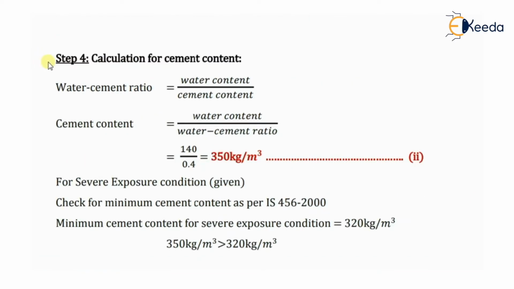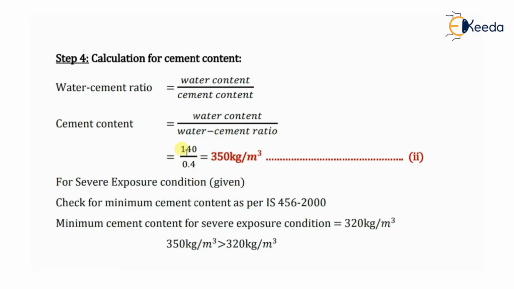Now the next step is calculation of cement content. It is very simple. Water to cement ratio. What will be the formula? As the name says, water cement ratio, water to cement ratio. So the formula will be water content divided by cement content. And if you want to find out cement content, which is in the denominator, I will take this term on the left hand side and water cement ratio on the right hand side, which will come in the denominator. So the cement content formula will become water content divided by water cement ratio.